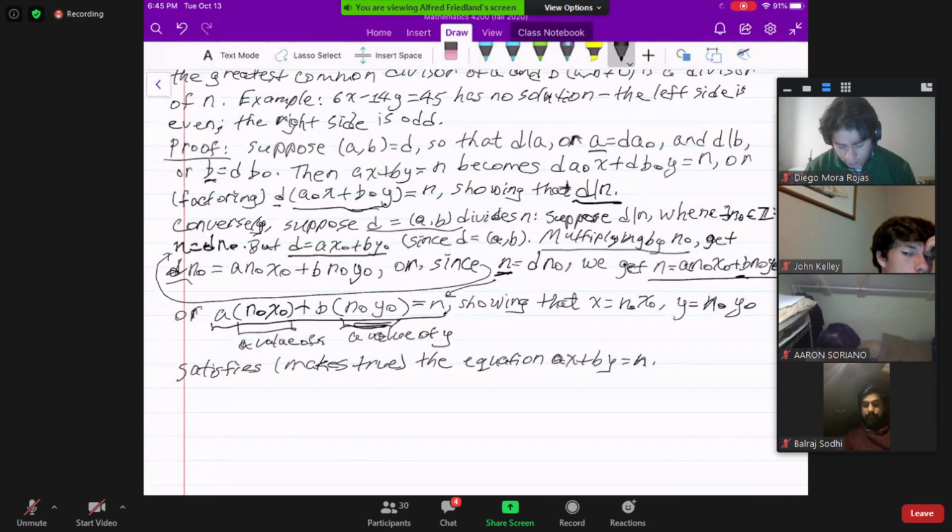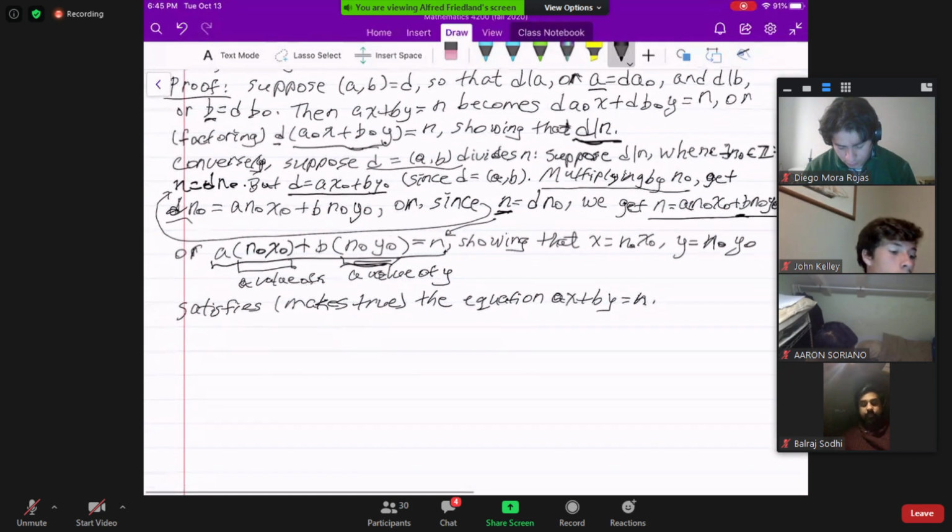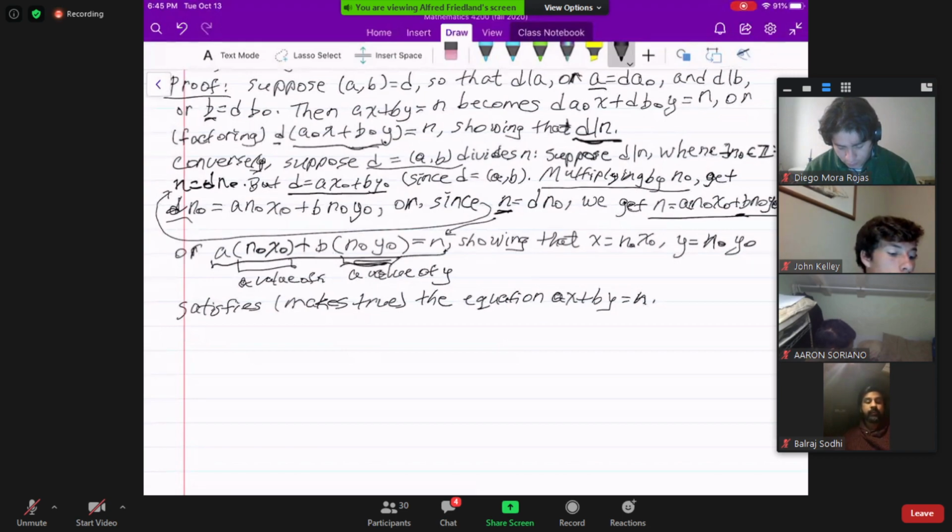And conversely, suppose, so now you start with the conclusion over here. Suppose you say D divides N, then we just showed using the theorem on linear combinations and greatest common divisors that, in fact, you do get a solution to the Diophantine equation.